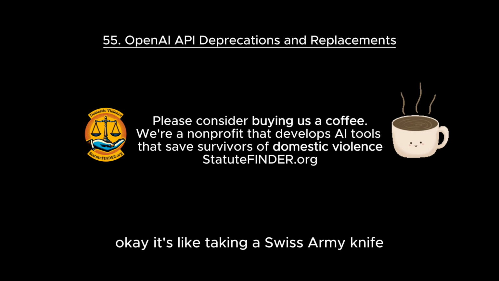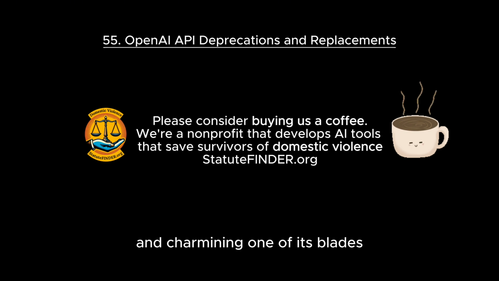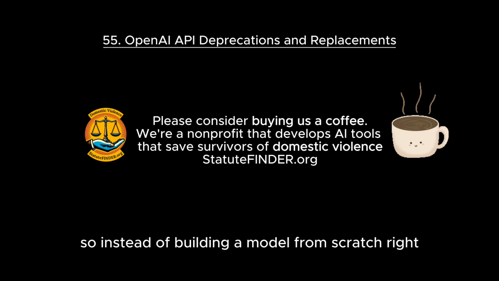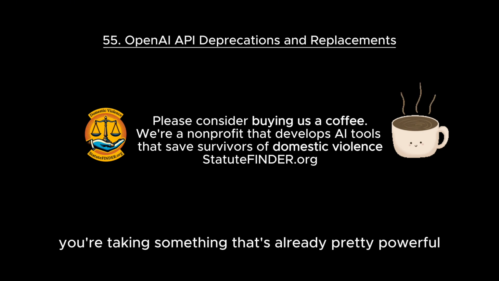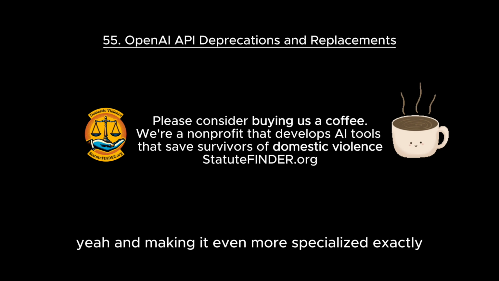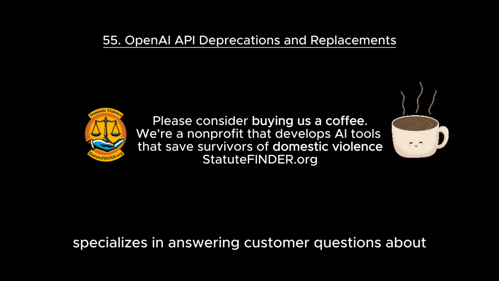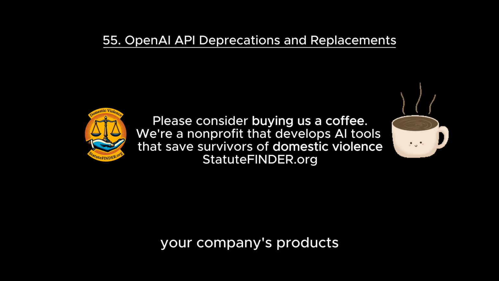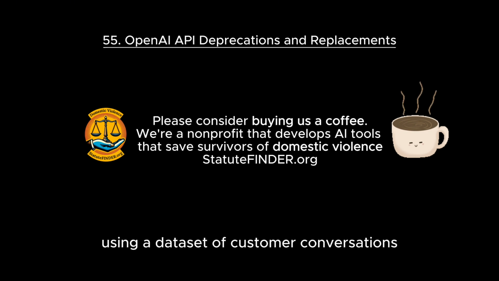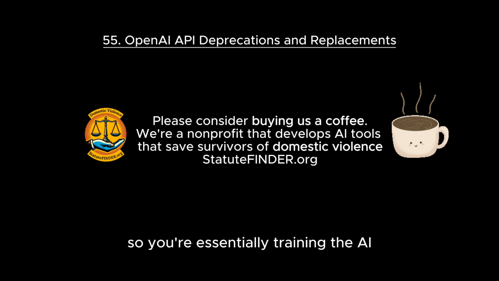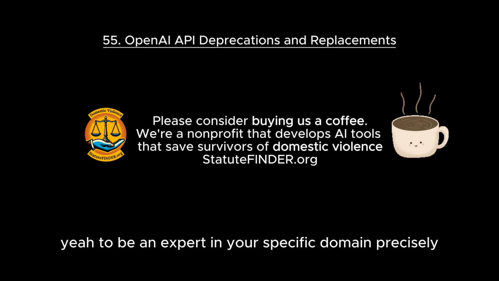It's like taking a Swiss Army knife and sharpening one of its blades for a very particular job. So instead of building a model from scratch, you're taking something that's already pretty powerful and making it even more specialized. Exactly. Let's say you want to create a chatbot that specializes in answering customer questions about your company's products. You could fine-tune one of OpenAI's language models using a data set of customer conversations and product documentation. So you're essentially training the AI to be an expert in your specific domain.